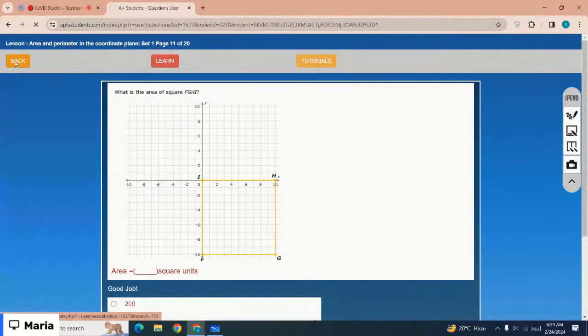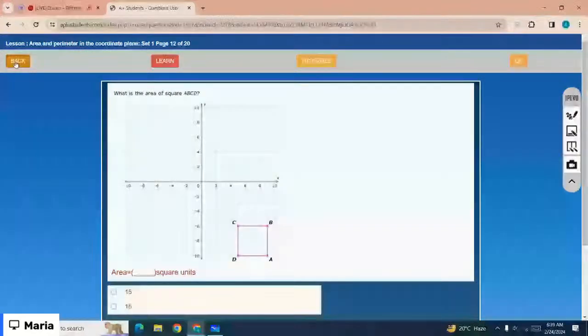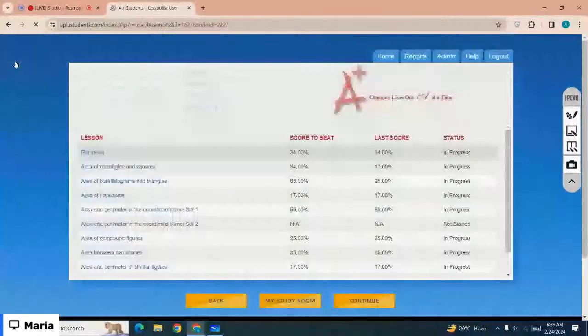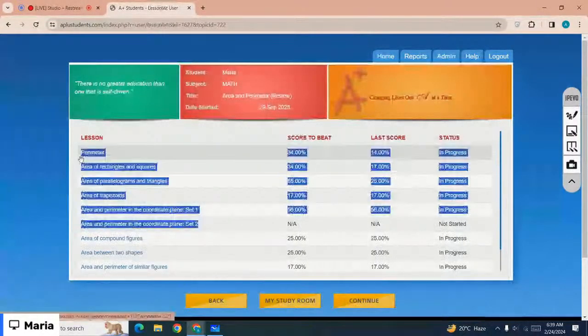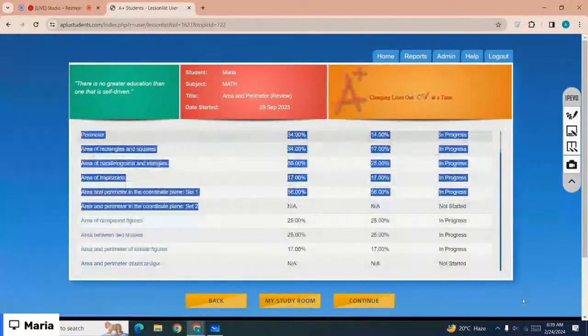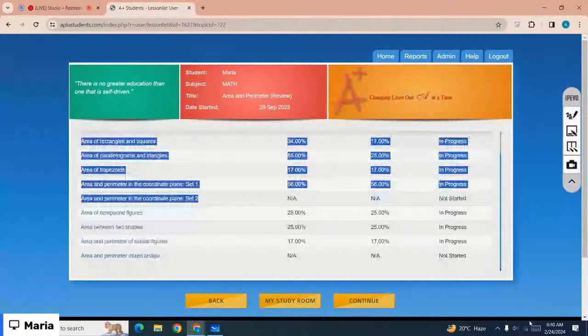So that is perimeter and area. The lessons we have covered today are perimeter, area of rectangles and squares, area of parallelograms and triangles, area of trapezoids, and area and perimeter in the coordinate plane. Set 1 we have covered. Set 2 you have to do on your own, right? So please make sure before the next session you complete all the practice.